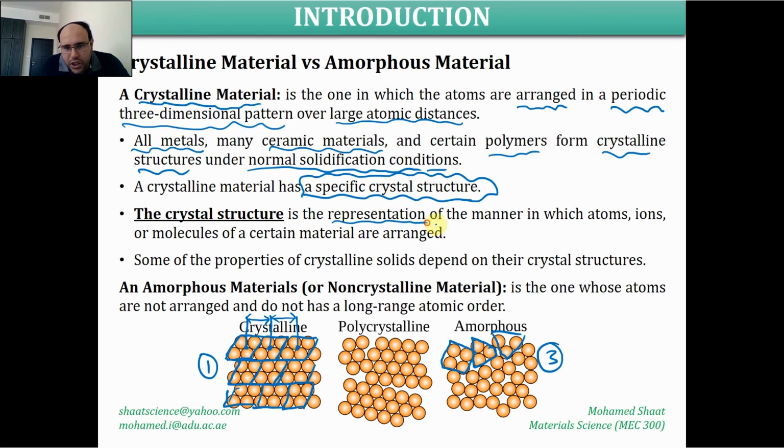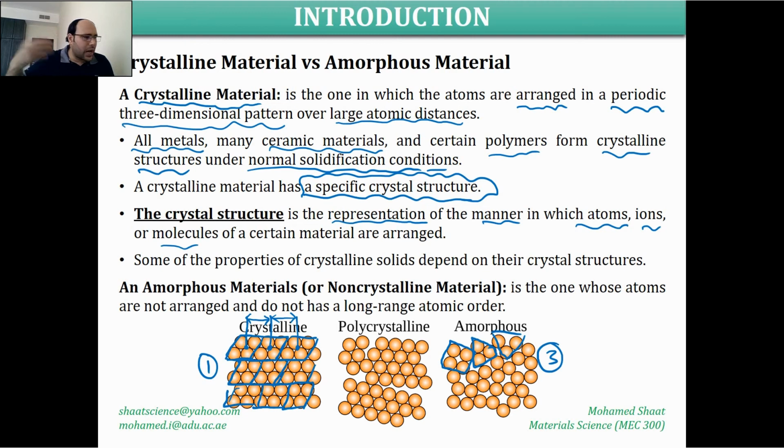So what is a crystal structure here? It's the representation of the manner or the way in which atoms, ions, or molecules are arranged. We may have a material composed of atoms, a material composed of ions, or another material composed of molecules. An ion, if you remember, is an atom but unstable, with a charge. The charge means that the number of protons is different from the number of electrons, as we explained in chapter 2. Make sense?